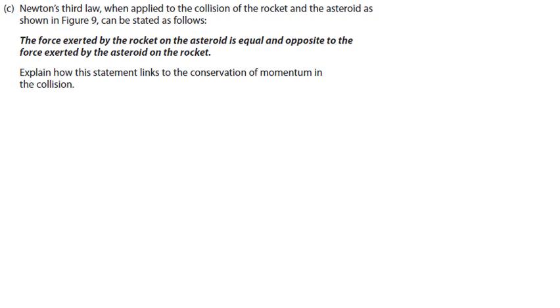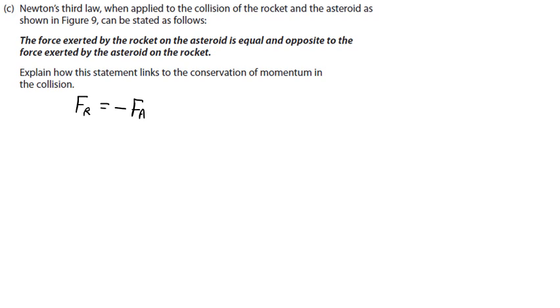Right, okay, last question then. And this is an opportunity for you to flex your math skills a little bit. So we've got Newton's third law written in bold here. The force exerted by the rocket on the asteroid is equal and opposite to the force exerted by the asteroid on the rocket. Explain how this statement links to conservation of momentum. So you can do this just mathematically if you know how. So what we've got is that the force is equal. So we'll say the force on the rocket is equal to, but opposite to, so I'll put a minus sign in there, the force on the asteroid.